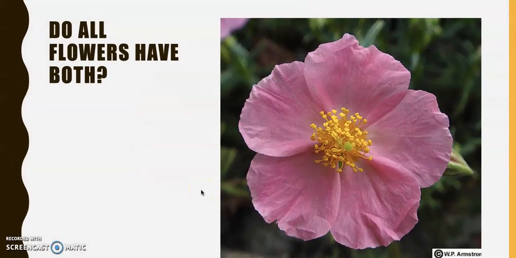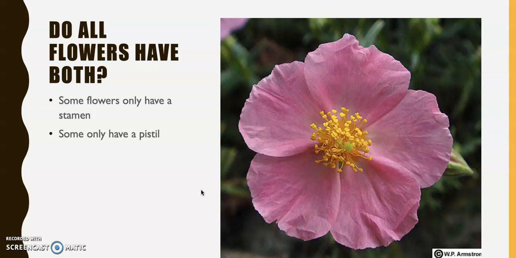Now, do all flowers have both? Some flowers only have a stamen, so some flowers are only males. Some flowers only have a pistil, so some flowers are only females. Now these flowers, they need a lot of help to make sure that they can make more seeds because they don't have both in the same flower. And some flowers have both. So over here, this beautiful pink flower, we've got our stamen here, and then we've got our pistil here in the middle, this little green. So this flower has both, so they don't need as much help getting pollen to the pistil to make more seeds.